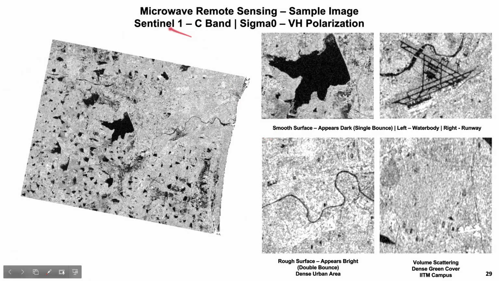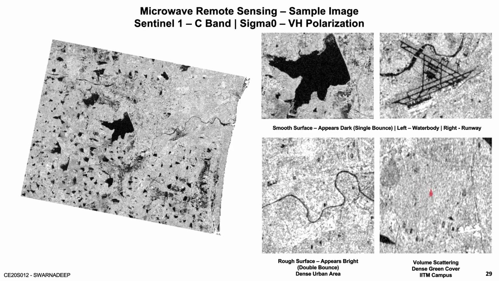This is one of the sample images. This is a Sentinel-1 C-band radar image, and it is the backscatter coefficient, that is sigma naught, in VH polarization. I will explain the polarization, don't worry about it now. This is near Chennai, and this is the Chennai airport. You can see the reservoir surface is smooth and it's appearing dark. Your runway is also smooth, and that is also appearing dark. And this is a dense urban area, and this is one of the rivers. Your dense urban area has a very high backscatter because of the double bounce.